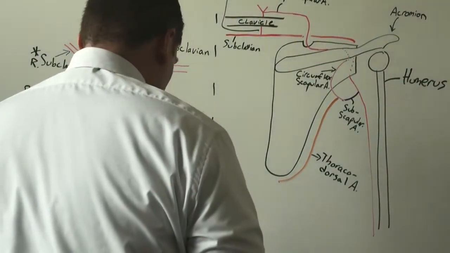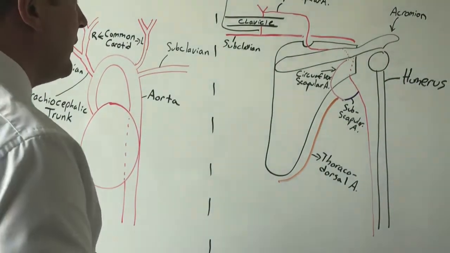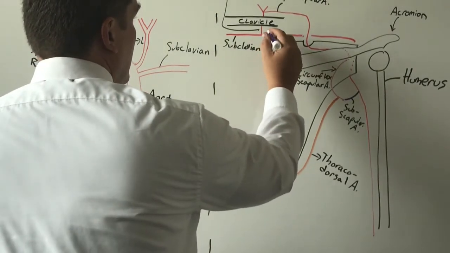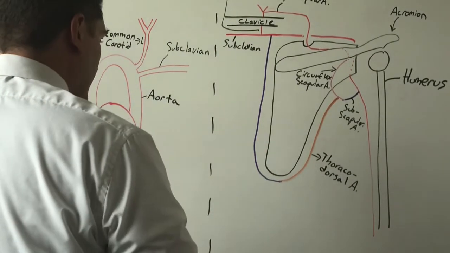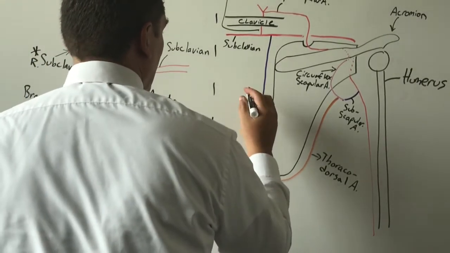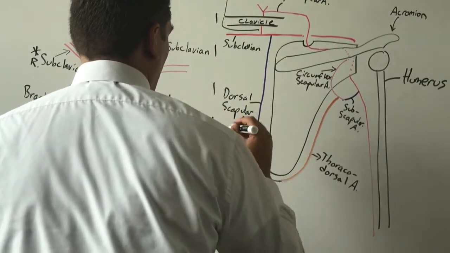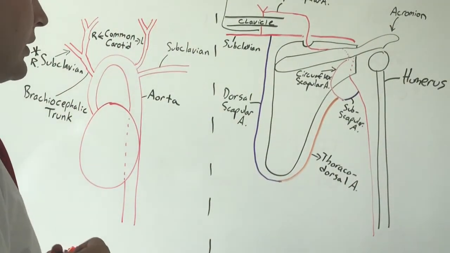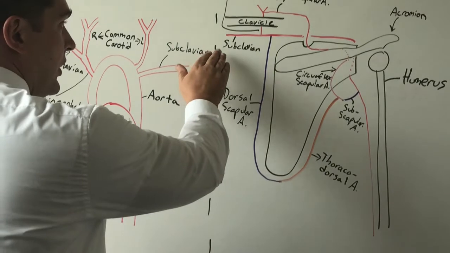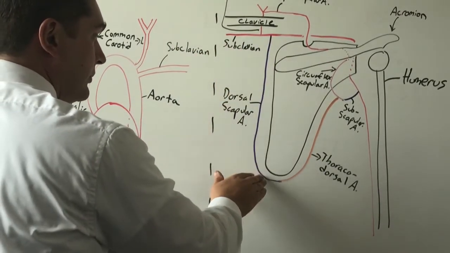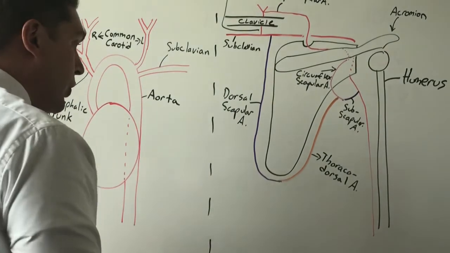Now, the other branch that we're going to see, in most cases, comes directly off the subclavian artery. That's going to be this artery here, and this is going to be my dorsal scapular artery. Now, my dorsal scapular artery is going to run with my dorsal scapular nerve. So what do we have here? We see the subclavian gives off this branch, the dorsal scapular artery. And we see what happens down here at the inferior angle is that these two arteries are going to connect.